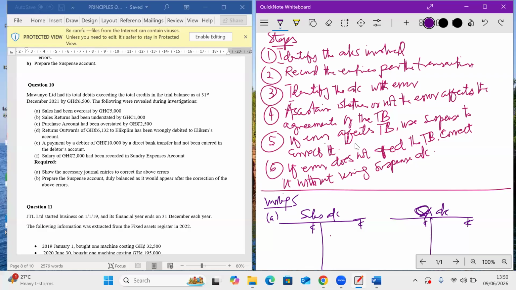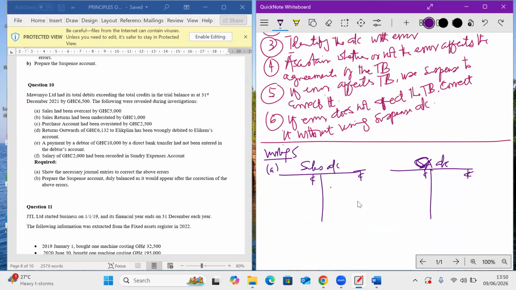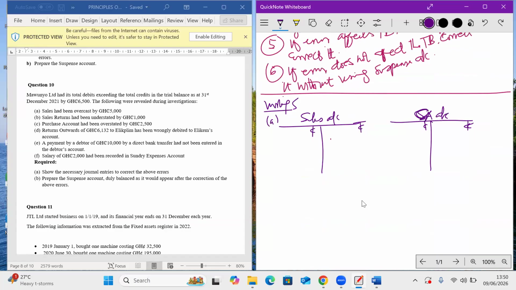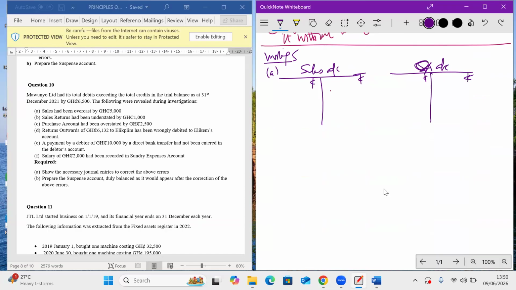Record the entry per the transaction. So we are going to make the entries into the T account. Looking at the transaction, it says sales have been overcast by 5,000. So how do we record it in there? Where do we record sales? On the debit or credit side? Credit side. Okay, so those of you who have issues, watch.